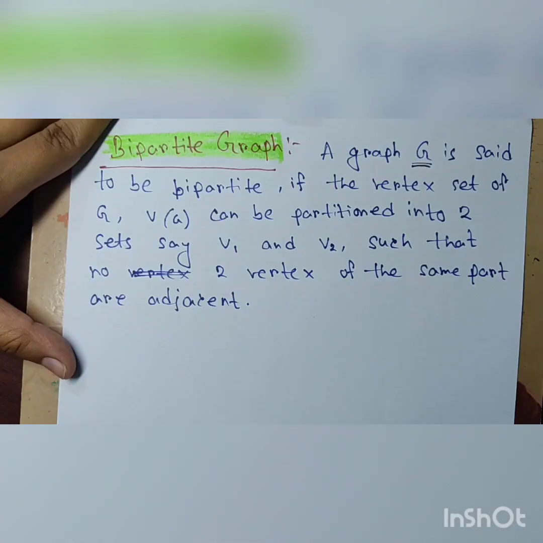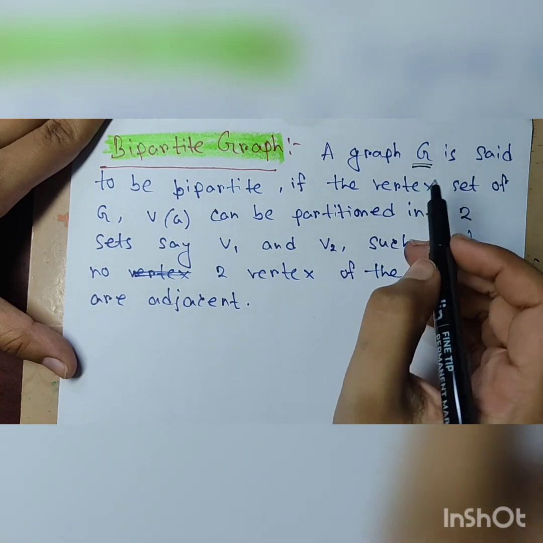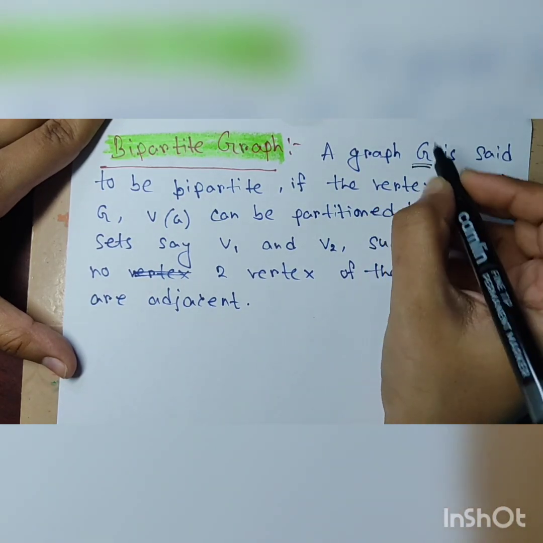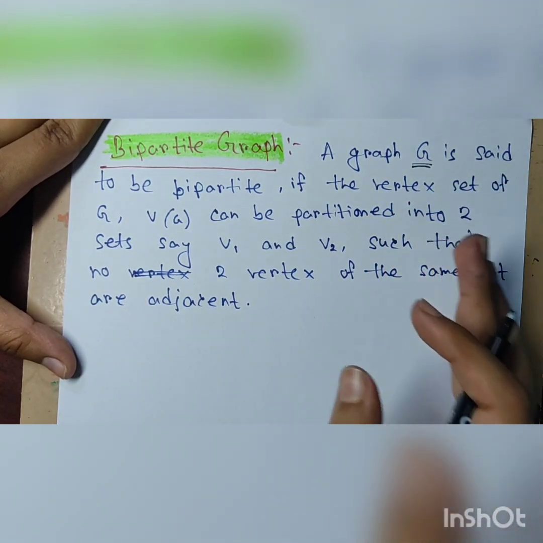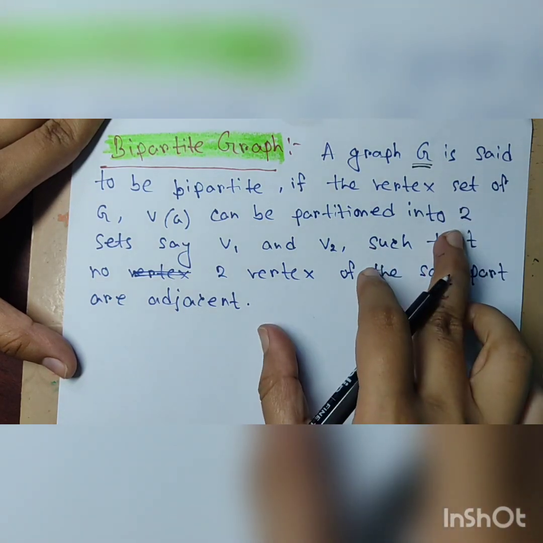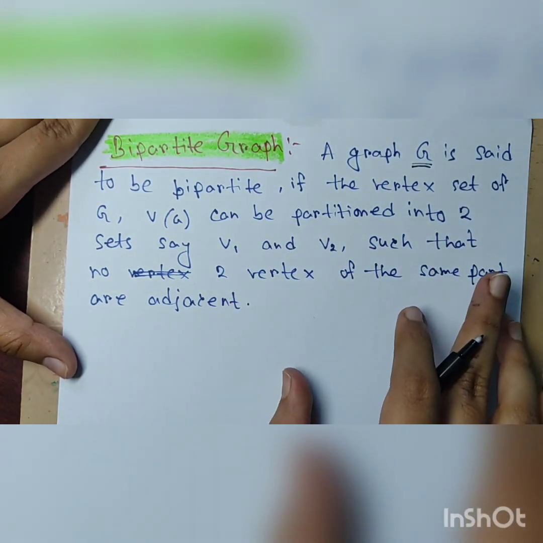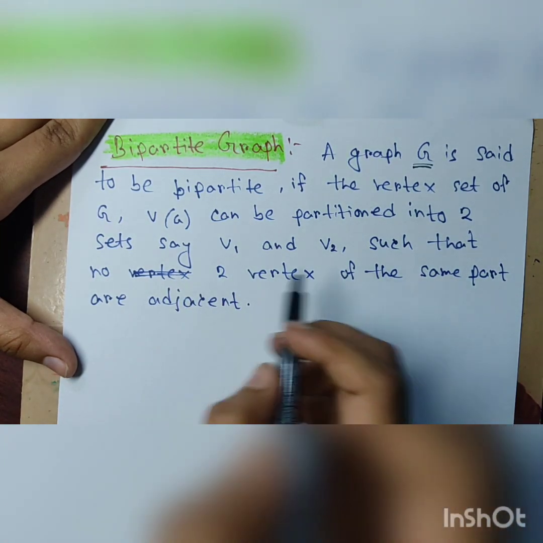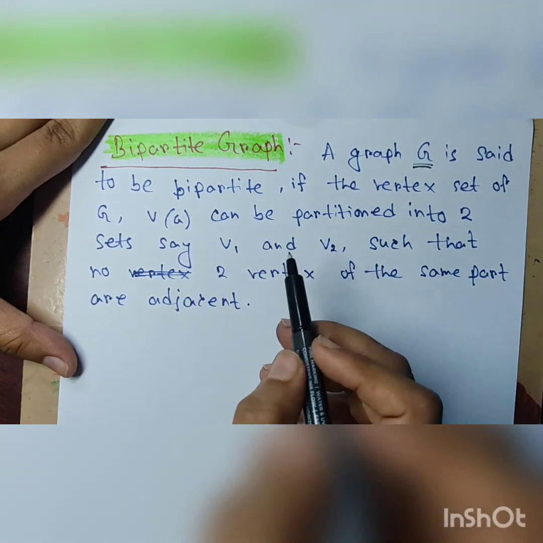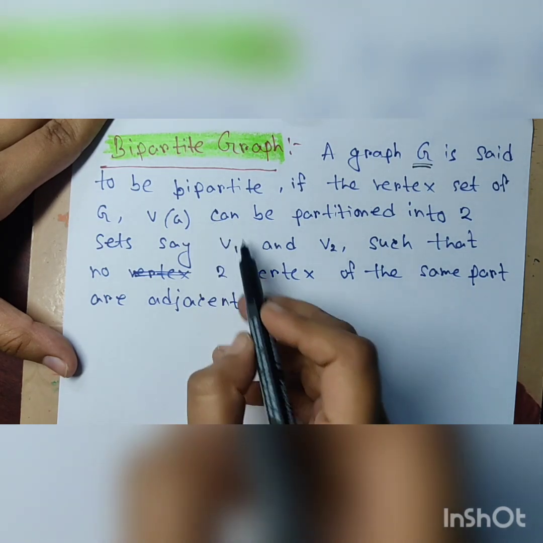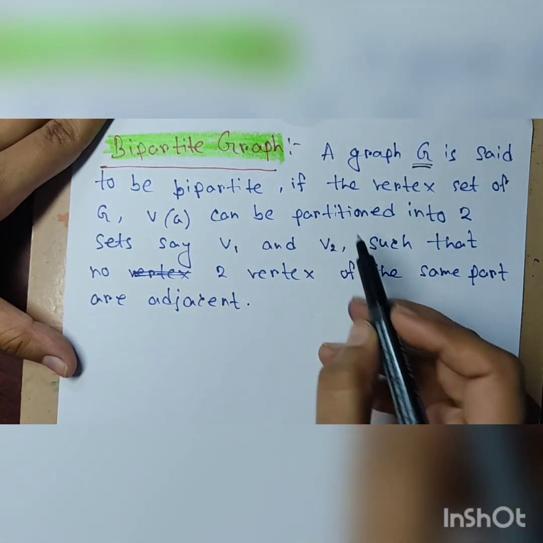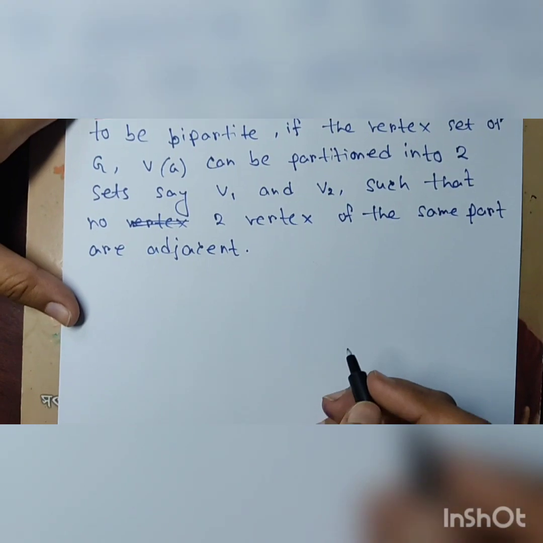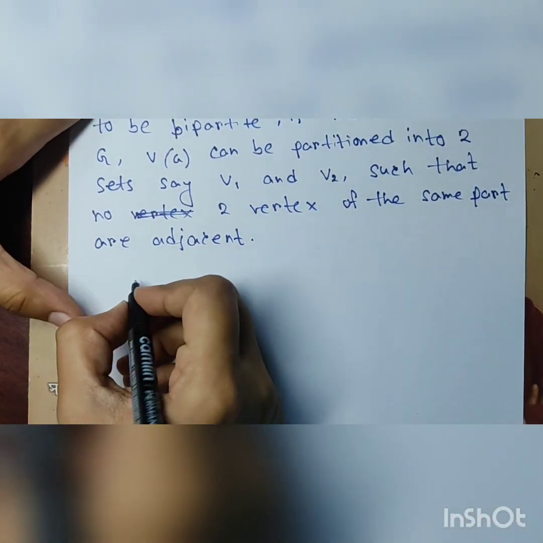Okay, now we'll discuss about bipartite graphs. So the definition says that for any graph G, it is said to be a bipartite graph if the vertex set of G can be partitioned into two parts, say V1 and V2, such that no two vertex of V1 or V2 are adjacent. That is, no two vertex of V1 are adjacent and no two vertex of V2 are adjacent. So we'll see through examples.